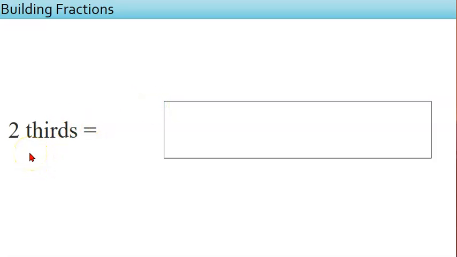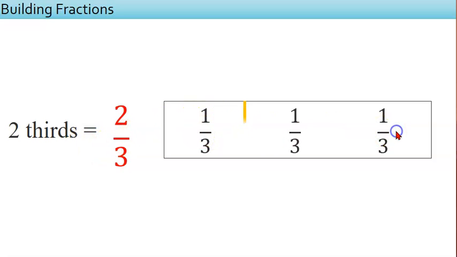This is what I want you to do. I have a fraction here. It says 2/3. I want you to write it first as a fraction, and then I want you to show me how you can make it using this bar. So I have 2/3. I know I have thirds right here, so I cut it into 3 pieces, and then I put 1/3 in each of them.